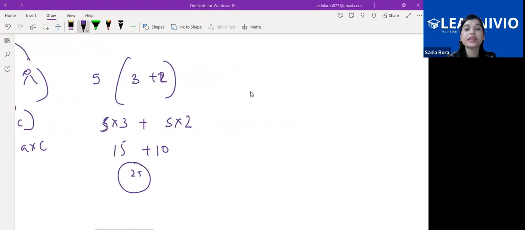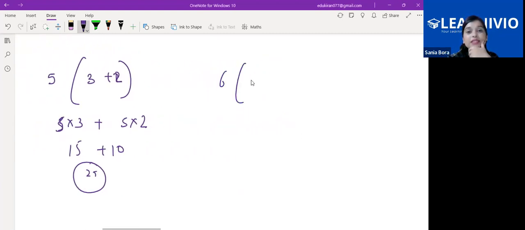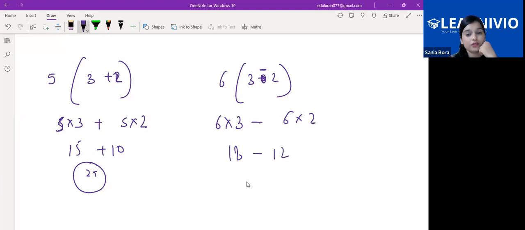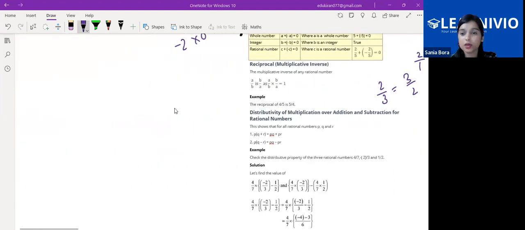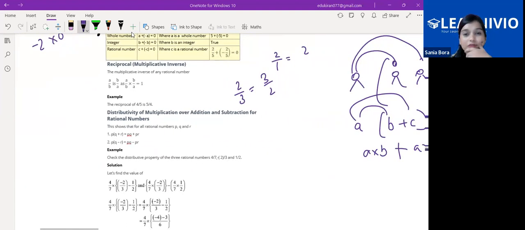In case it is like this, 6, in brackets 3 minus 2, what will you do? 6 multiplied by 3 minus 6 multiplied by 2. So 6 threes are 18 minus 12. So you got 6. Fine with everybody? The distributive property, how to solve it? First you will write it, then I'll give you some questions to solve.